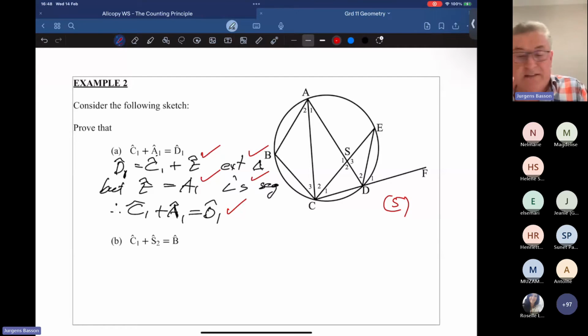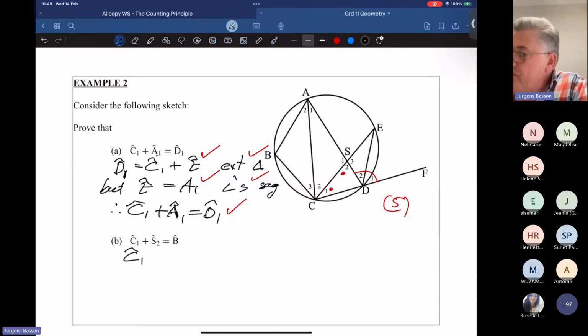So let's look at the B part. This one is also approved, C1 plus S2 equal to B. C1 plus S2. Now, if I look at C1 and I look at S2, I think you will agree with me. It will be equal to D1 plus D2 because that's the exterior angle of a triangle. So that's what I think we must start with.